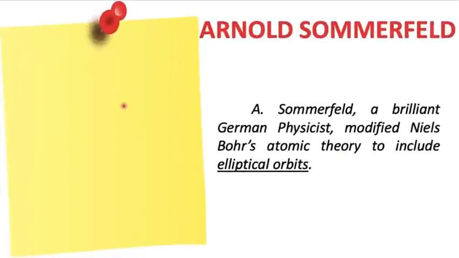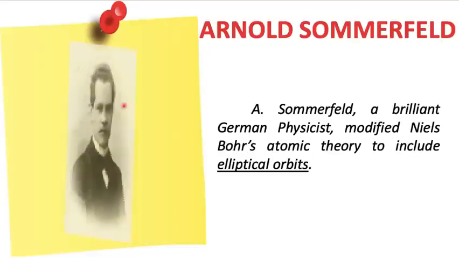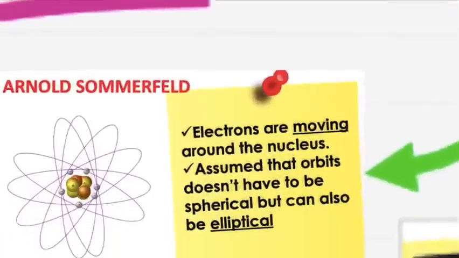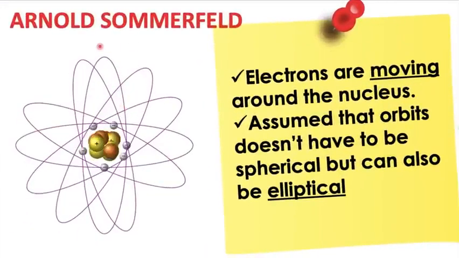Now, let us proceed to Arnold Sommerfeld. He is a brilliant physicist who modified Niels Bohr's atomic theory to include elliptical orbits. This is Arnold Sommerfeld's atomic model. According to him, electrons are moving around the nucleus. Assume that orbits don't have to be spherical, but can also be elliptical. And this is the most popular image of atom nowadays.